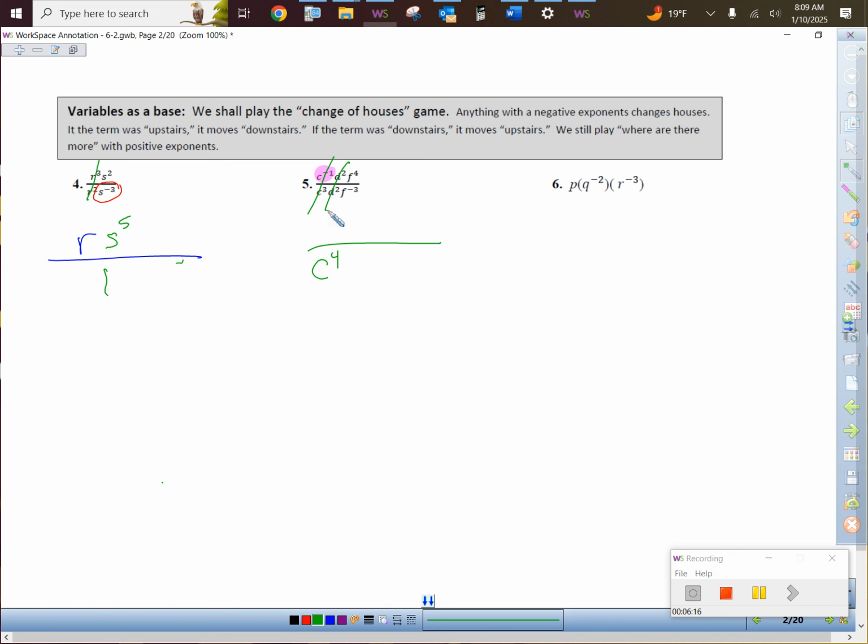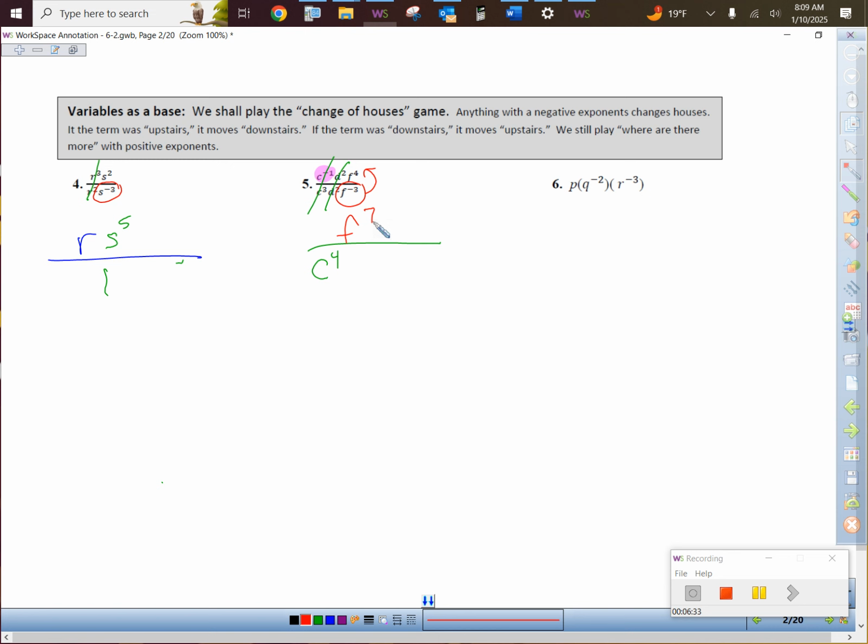And then F's. There are negative exponents with the F's. So these dudes right here are going to change houses. They're going to come upstairs. There are already 4 F's upstairs. 3 more are coming up there. So how many total F's are there going to be? 7. You see how simple it is if you go one little dude at a time.